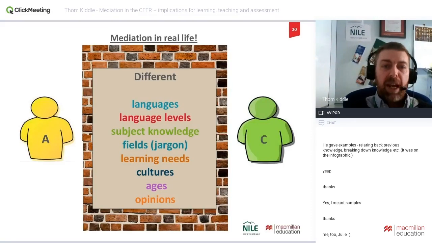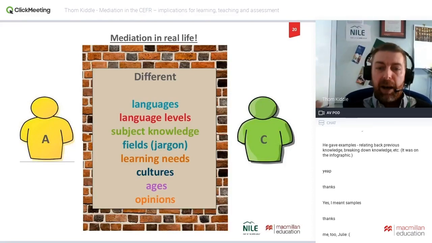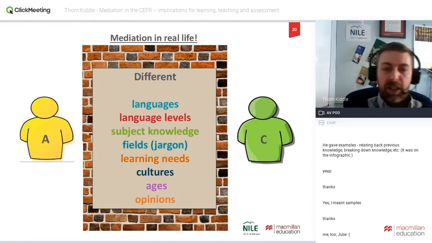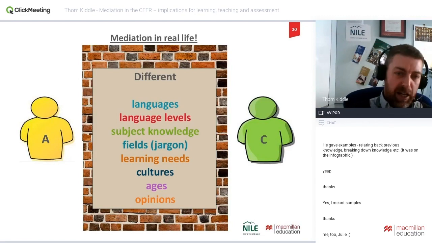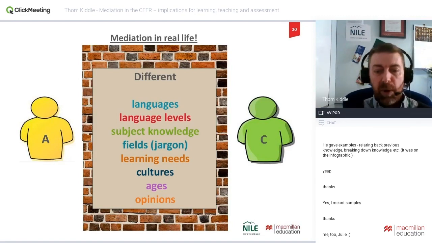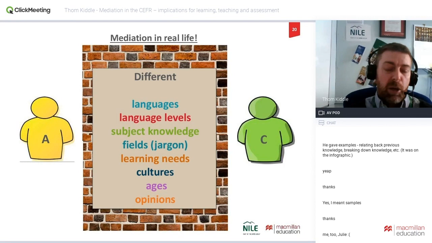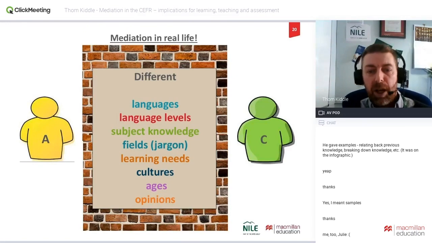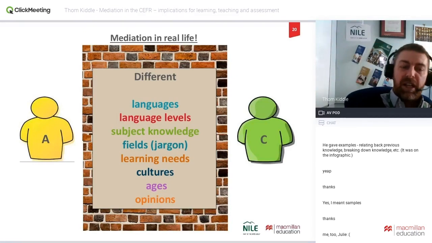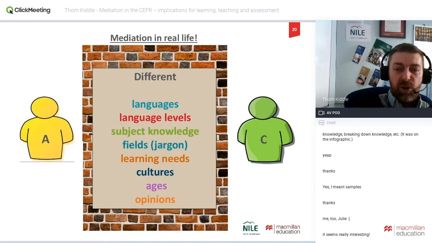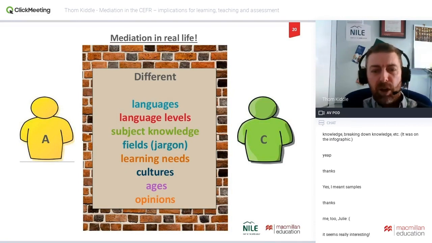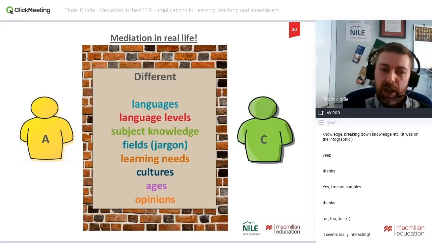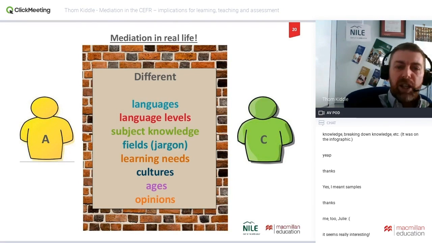Some of those ways in which we, in real life, might support understanding between person A and person C might be because, yes, they have different languages, and so we need to mediate between two languages, but it may be because they have different language levels, and we're there with the understanding of what accommodation might be necessary by person C to understand the language that person A is using. It may be because they have different subject knowledge. It may be because one person is talking about something that's conceptually quite challenging.